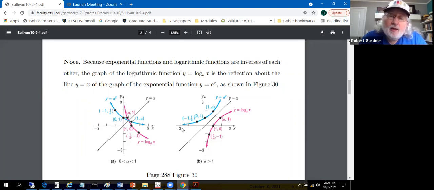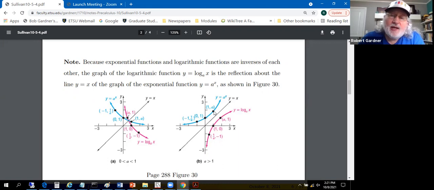When a is greater than 1, we had exponential functions that look something like this. They always pass through these 3 points. When a was greater than 1, they were increasing functions. They had a horizontal asymptote of y equals 0. These things we learned in the last section. And you know, a function and its inverse are related by reflecting about the line y equals x. So take this y equals a to the x curve in blue, reflected about this line, and get this curve in pink, y equals log base a of x.